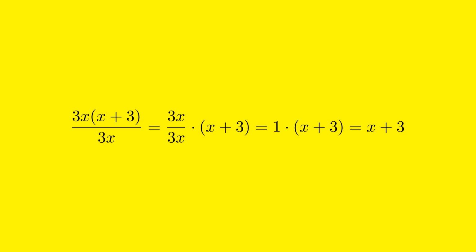When we divide 3x times the quantity x plus 3 by 3x, the 3x terms in the numerator and the denominator cancel out. This leaves us with the simplified expression, which is x plus 3. At this point, there are no more common factors to cancel out, and the expression has been reduced to its lowest terms. Therefore, the final simplified form of the rational expression 3x squared plus 9x divided by 3x is x plus 3.